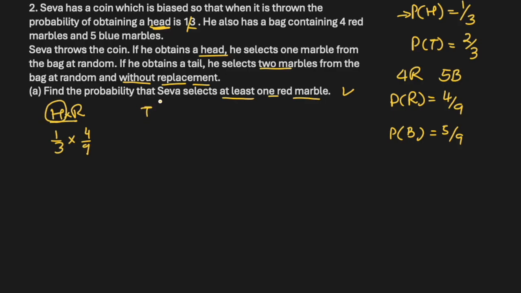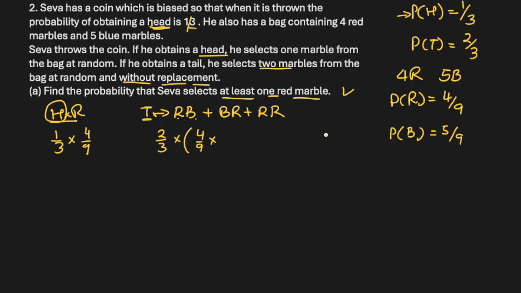If tail is obtained, we want at least one of the marbles to be red. So in that case we will have either red blue, or blue red, or red red. These are the 3 cases where we have at least one red. Here only one case, here 3 cases. In this case, the probability of a tail is 2/3, multiplied by, now for red blue, the first one is red, 4/9.